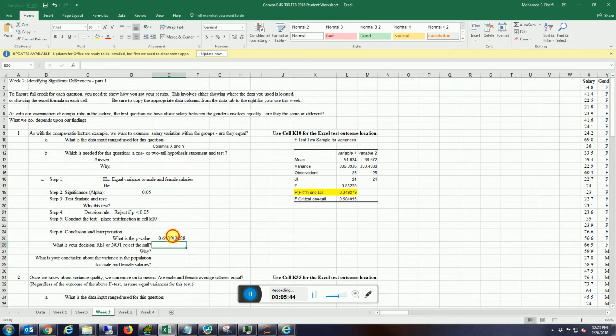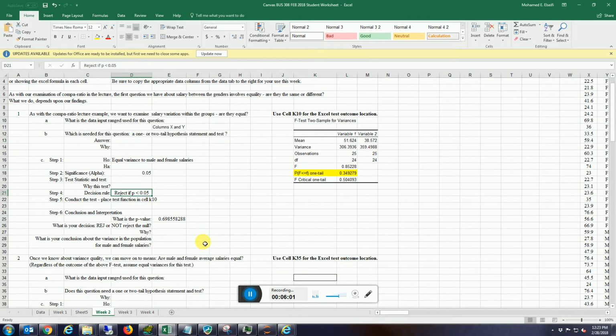As you can see, the p-value is larger than alpha, so we can't reject, because we said we're only going to reject if p is less than 0.05. When we got a p that's higher than 0.05, we cannot reject the null. And our conclusion then is that if we can't reject the null, then we have to accept it and conclude that there are equal variances in male and female salaries. So both of the groups have equal variances in salaries. Of course, I expect you to fill up everything in here based on what I just did.